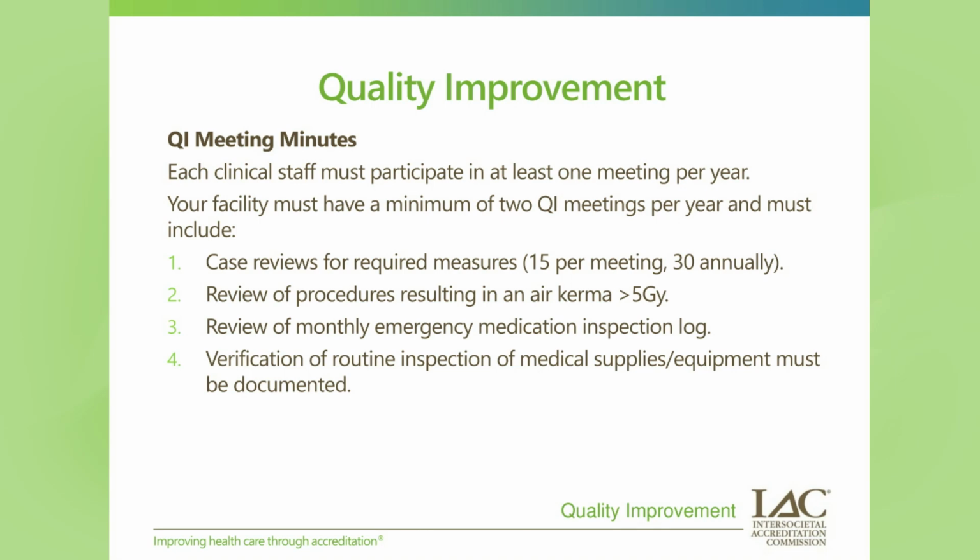You must review procedures resulting in an air kerma greater than 5 gray. You must review the monthly emergency inspection log. And you must have verification of routine inspection of medical supplies and equipment documented. So that's it for quality improvement.